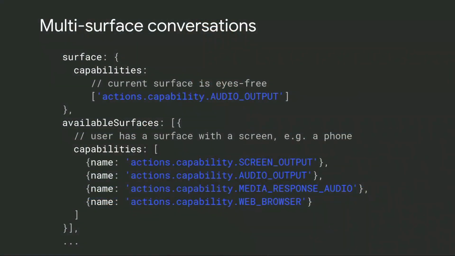There's a feature in the API called multi-surface conversations, and here's how it works. In each API call to your webhook, we report not only the capabilities of the device that the user is currently using, but the union of the capabilities of all the devices the user owns. So in this example, what you see is that the current user device only has a voice output capability and has no screen. But in available surfaces, we can see the screen output capability. So the user seems to have another device with a screen on it. So how do we use this?